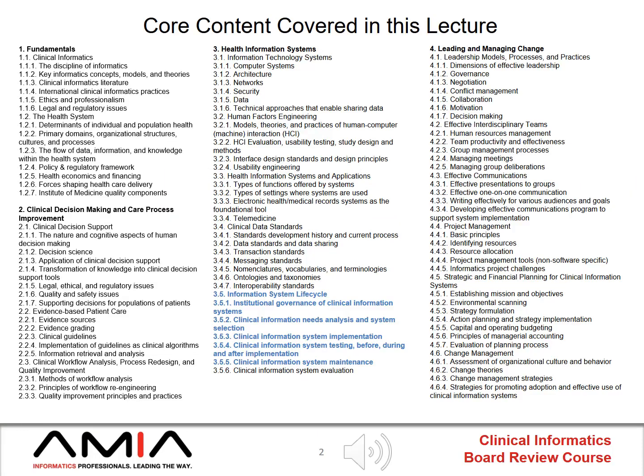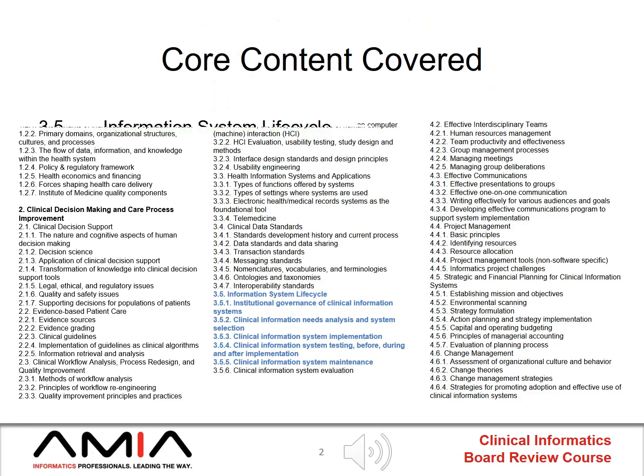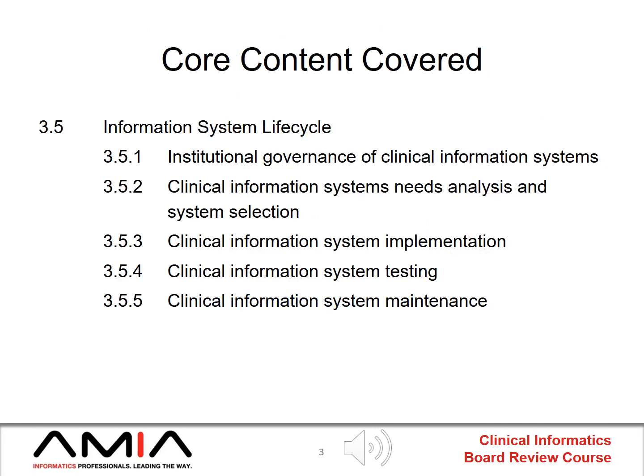The content for this lecture shows up in the middle column toward the bottom, and it comprises a fair amount of the core content outline as is appropriate for the importance of this topic. If we drill down into the outline, we can see that 3.5 is Information System Lifecycle, and under that are 5 bullet points that have to do with governance, needs analysis and system selection, implementation, system testing, and system maintenance, all pertaining to clinical information systems.